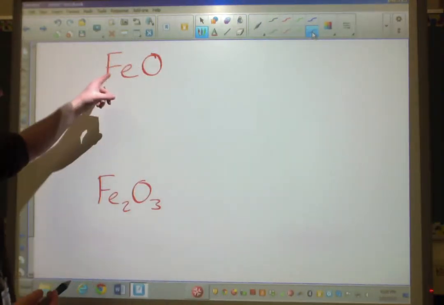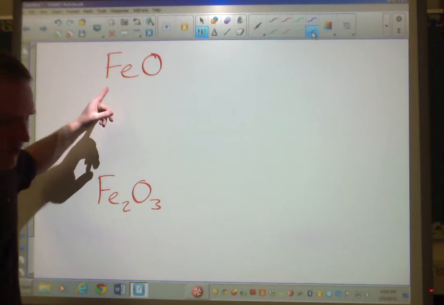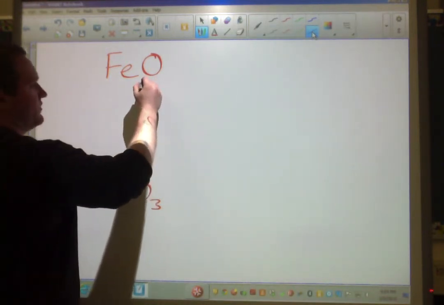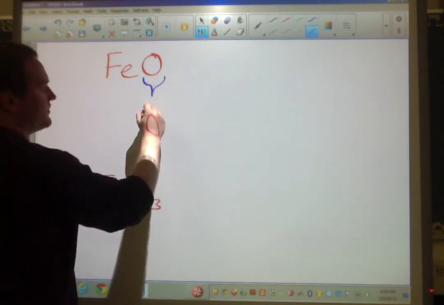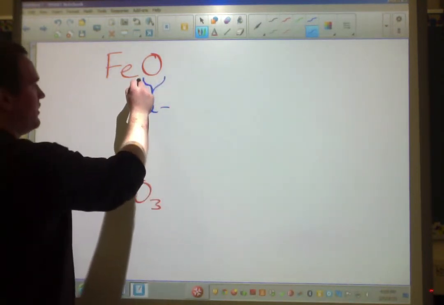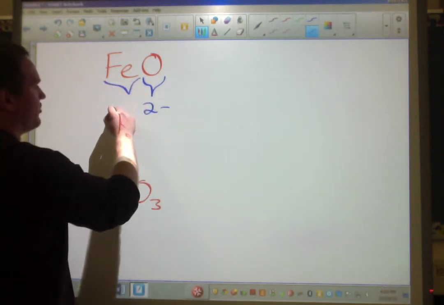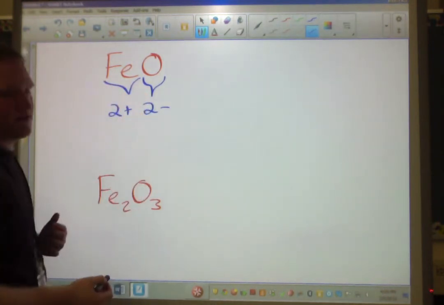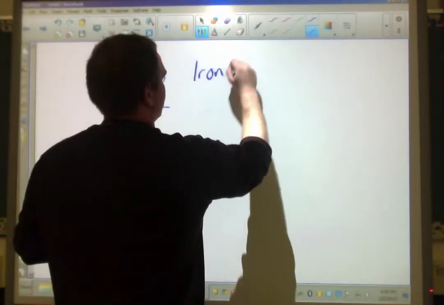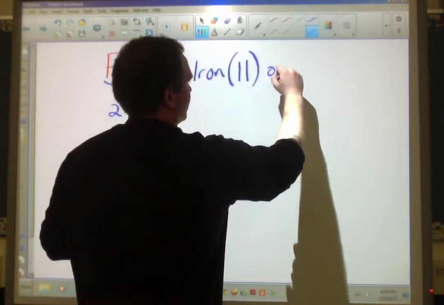So, I need to find the charge on my iron, which I don't know, but I can use the oxygen almost like a puzzle. So, oxygen has a charge of 2 minus. So therefore, in order to balance this out, the iron must have a charge of 2 plus, because it's 1 to 1. So when I name this, I'm going to call it iron, Roman numeral 2, oxide.